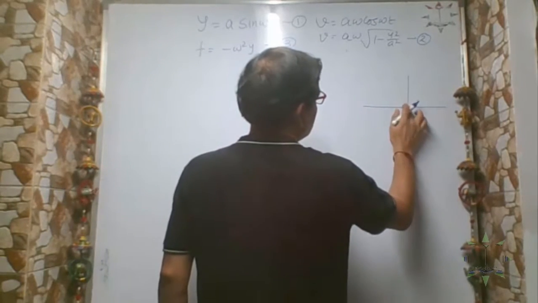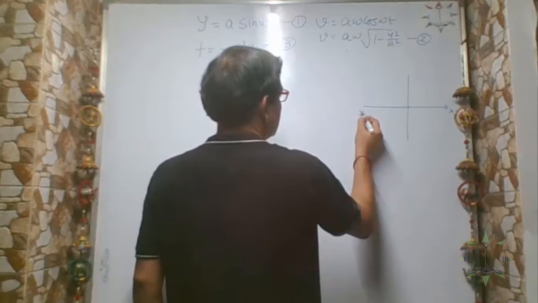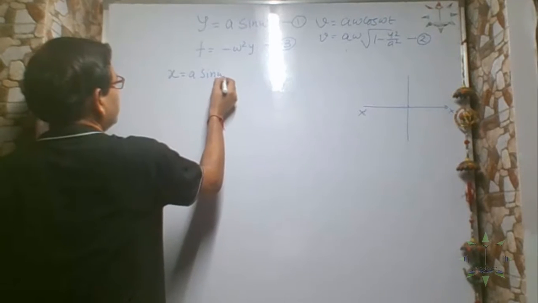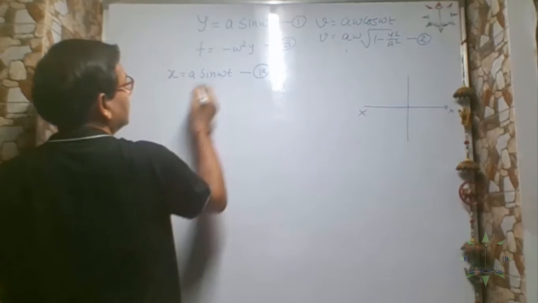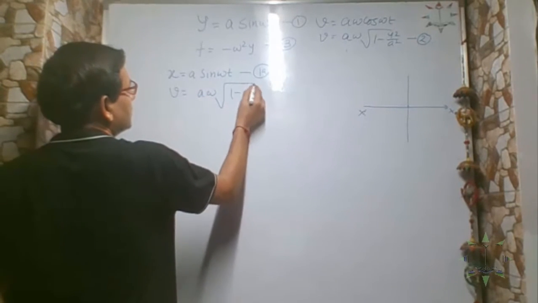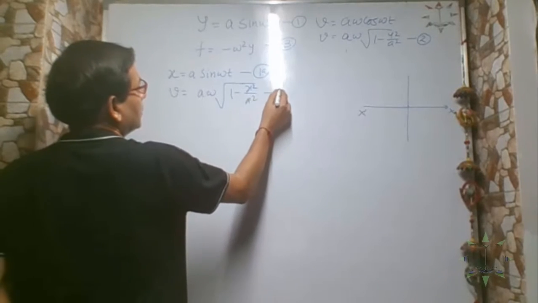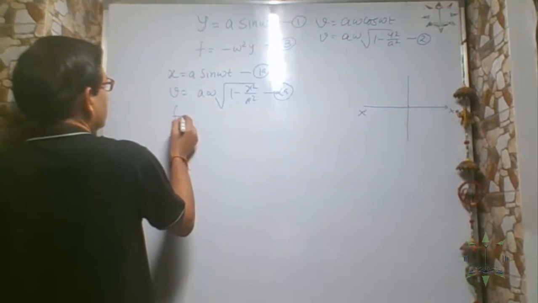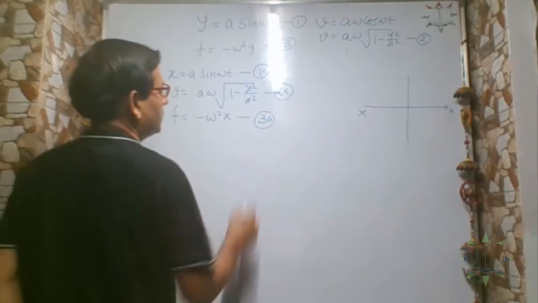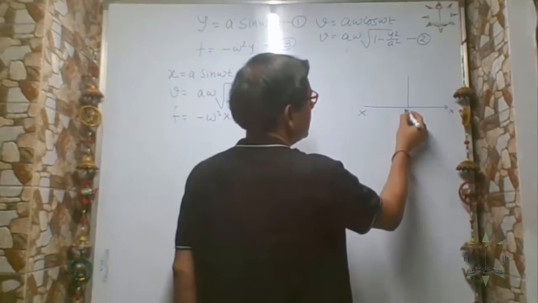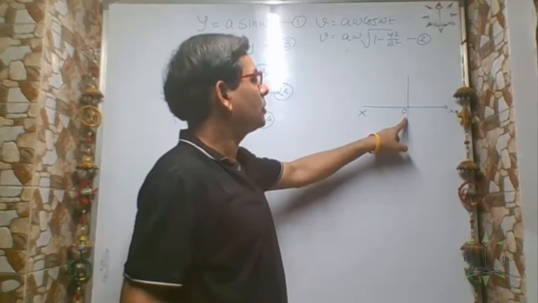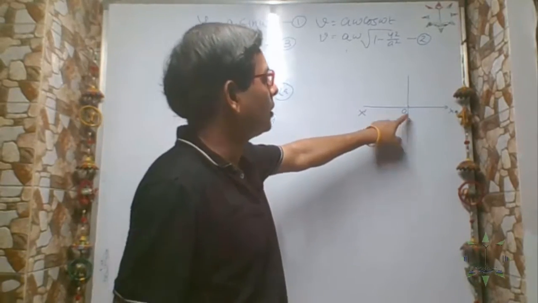Now if the particle is executing simple harmonic motion along the x-axis, then this equation will be x equal to a sin omega t. So it is 1a. Velocity will be equal to a omega root over 1 minus x square by a square, 2a, and acceleration equal to minus omega square into x, 3. So when the particle is at the mean position, the force and acceleration are 0, velocity is maximum.